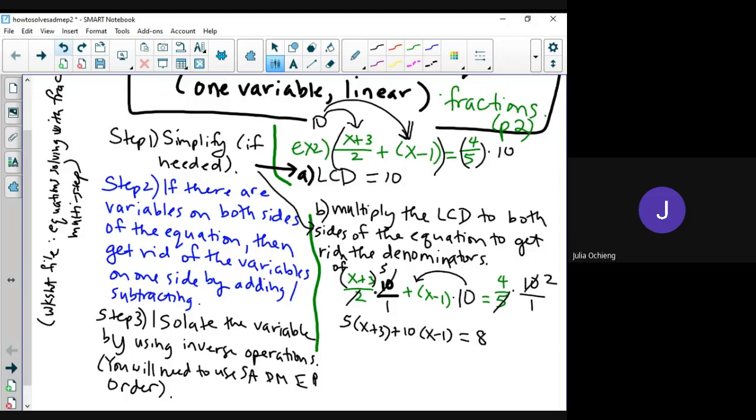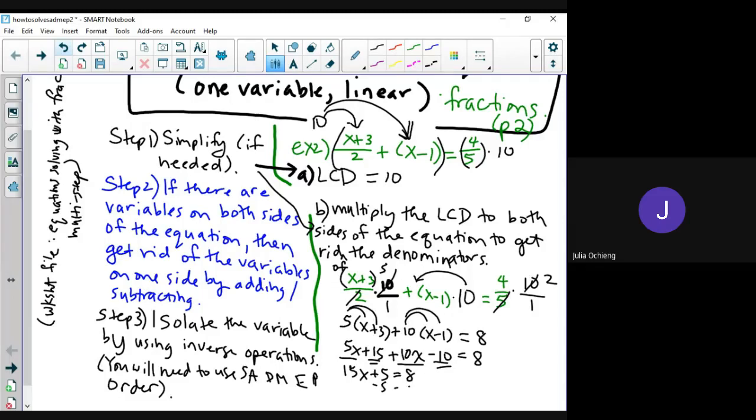I have now gotten rid of the fractions, but I still need to simplify, so I'm going to do that. 5x plus 15. And this is a good place for you to pause the video and see if you can do this on your own from here on out. I'm going to add like terms, so 10x plus 5x is 15x. 15 minus 10 is plus 5, is 8.